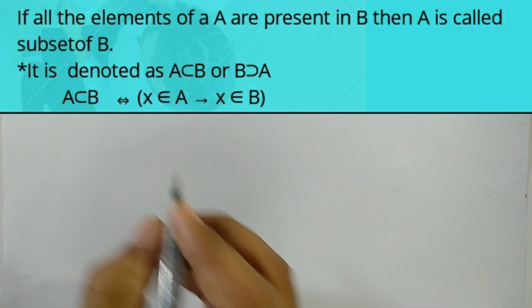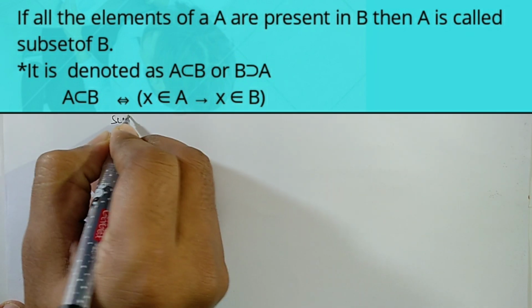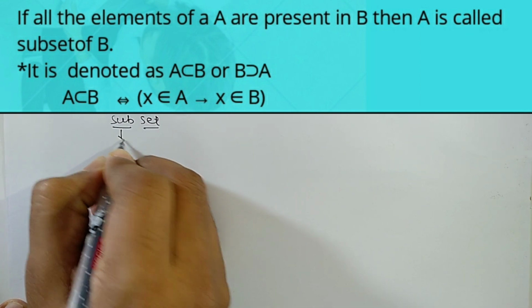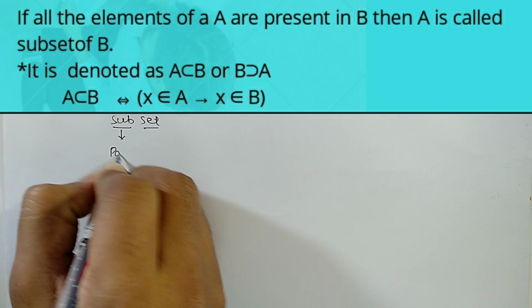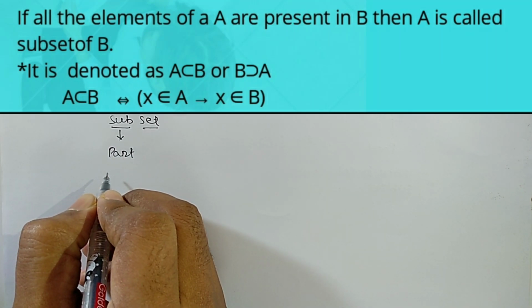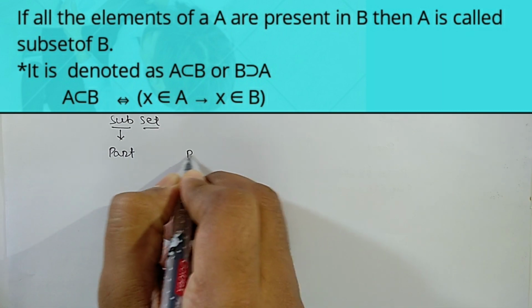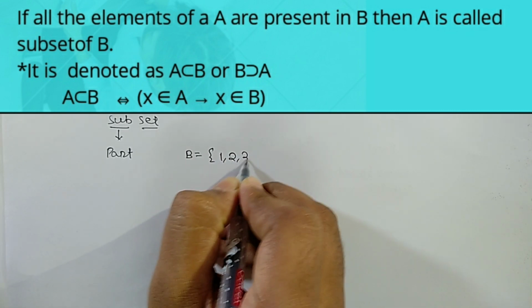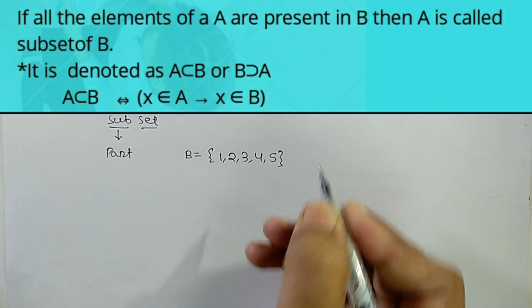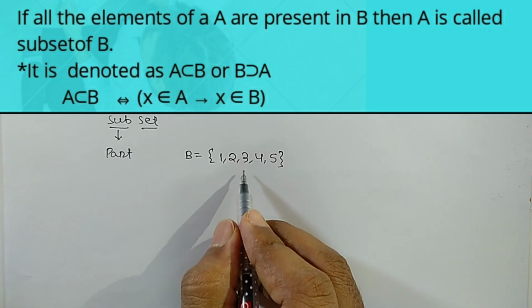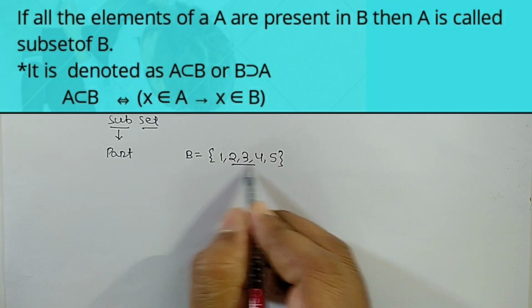The word subset itself contains sub and set. The meaning of sub is part. So let us consider the set B, which contains the elements 1, 2, 3, 4 and 5. We have to take some part. Let us consider we take these three parts.